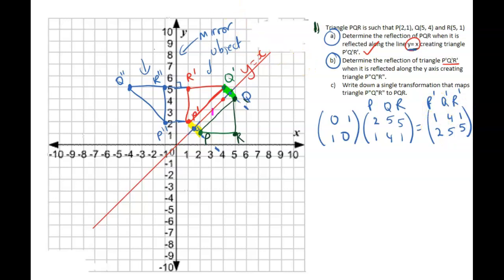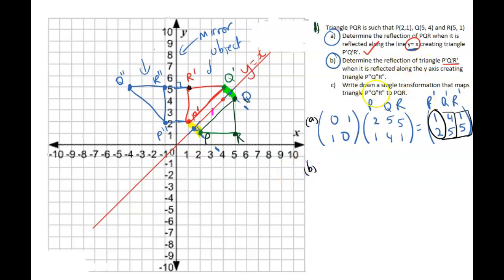So this confirms, here I have P dash on my graph is 1, 2, and look, I have it here as well. 1, 2 is P dash, Q dash is 4, 5, I have it here as well. R dash is 1, 5, and look, I have it here as well, right? So we got the same thing using two methods. Now again, I'll repeat the same process. This is my matrix method solution for part A.